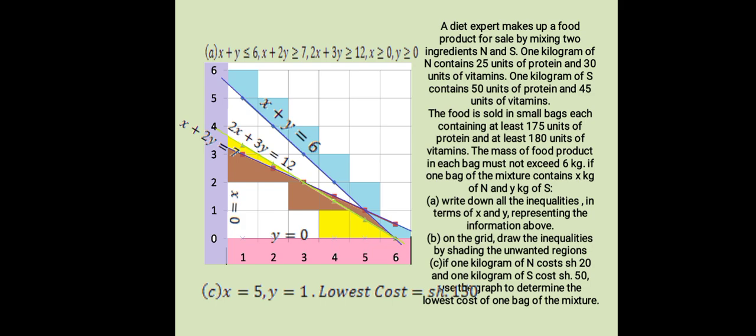B. On the grid, draw the inequalities by shading the unwanted regions. C. If 1 kilogram of N costs 20 shillings and 1 kilogram of S costs 50 shillings, use the graph to determine the lowest cost of one bag of the mixture.